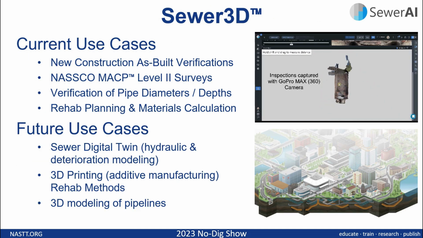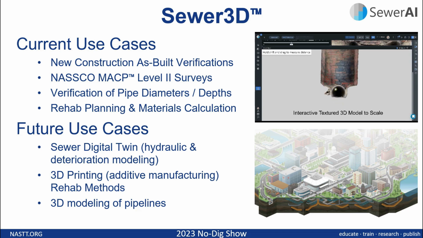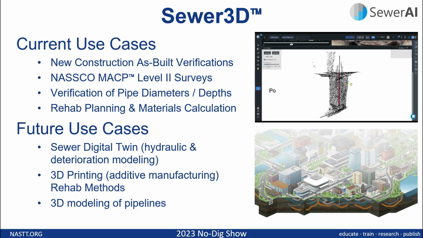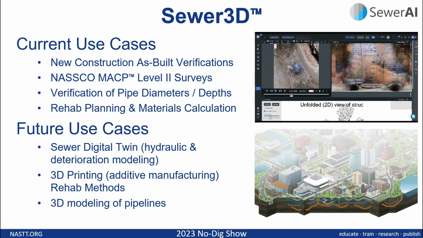In summary, reviewing the various use cases for Sewer3D, you have, of course, new construction, verifying the as-builts with what's been installed in the ground. We've already discussed the ability to conduct NASSCO MACP Level 2 assessments and determine structural and O&M index ratings, as well as metrics around likelihood of failure. Also, for lining companies or other construction activities, you have verification of diameter of pipes and depths of pipes in the sewer system. Also, from a GIS accuracy standpoint, that can be valuable.